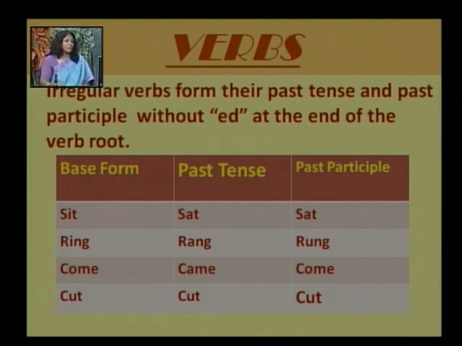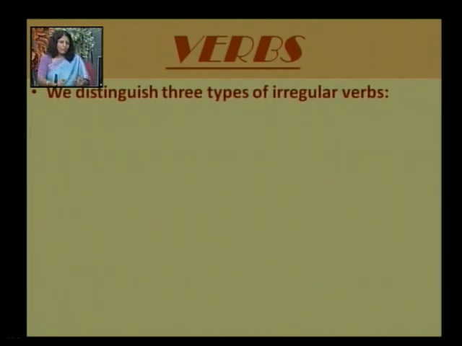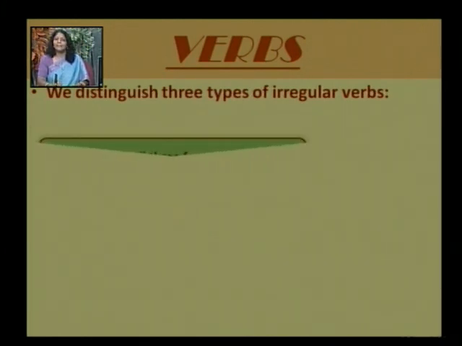Again, you have a list over here. You have the base form, the past tense and the past participle. We can just read two or three here. Sit, sat, sat. Ring, rang, rung. Come, came, come. And that is how the list goes on. Now, to simplify how to remember them, a small division of the irregular verbs has been done here. We distinguish three types of irregular verbs based on their characteristics.